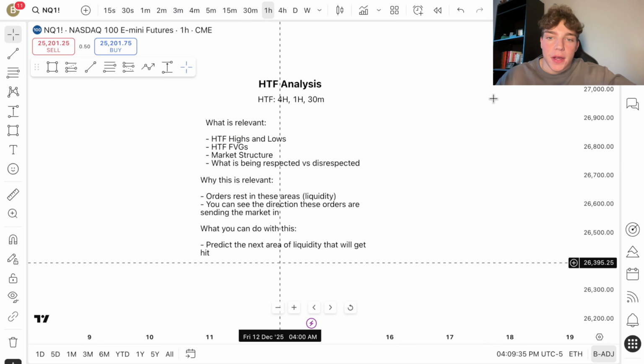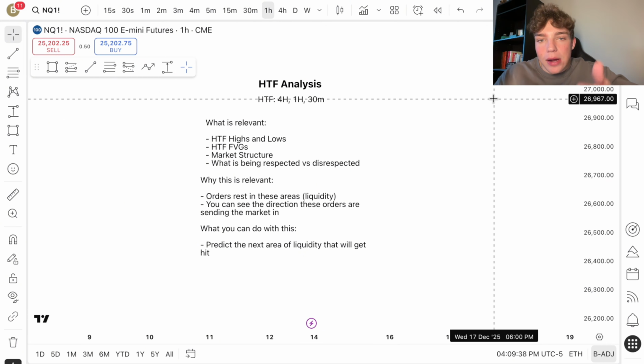So the high time frame is just the 4 hour, the 1 hour, and the 30-minute chart. The reason why we use this for the high time frame is because there's a lot of price action and a lot of orders, because the candles are 4 hours, 1 hour. So any sort of liquidity pool or fair value gap is going to be important because there's a ton of orders in there from a large area of time.